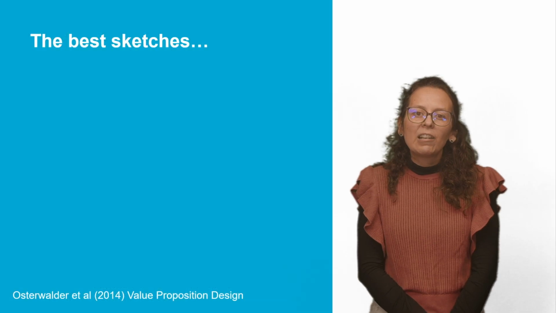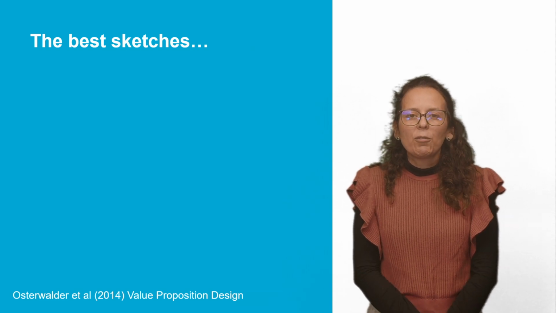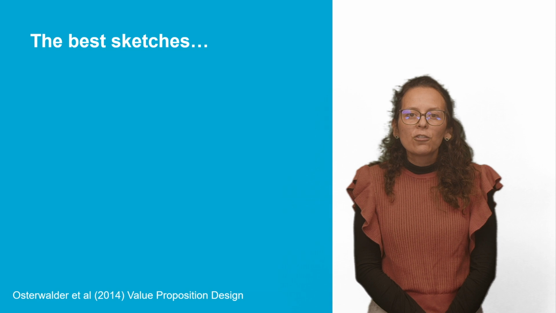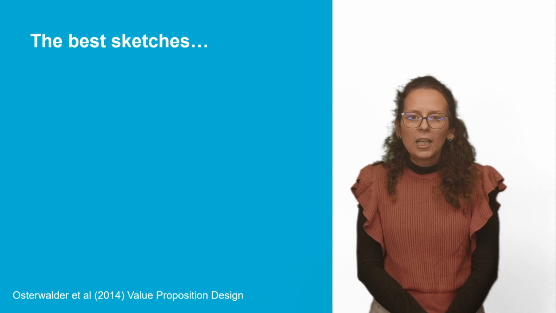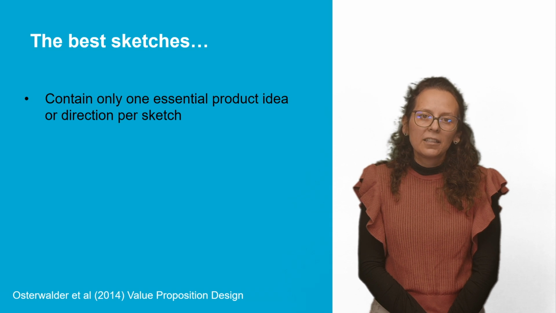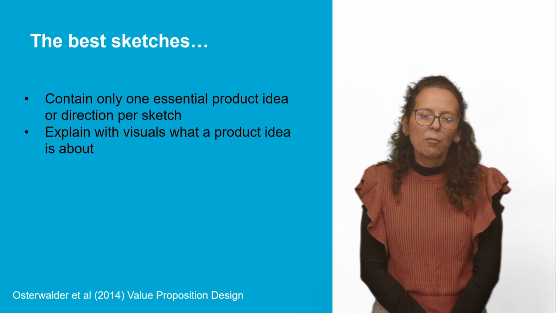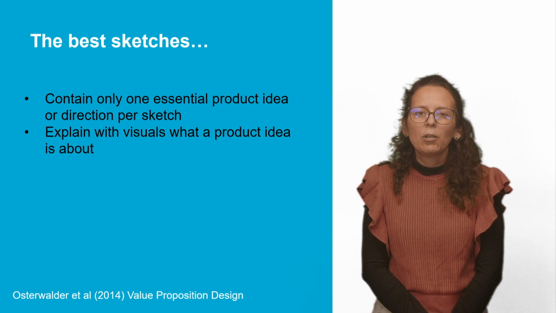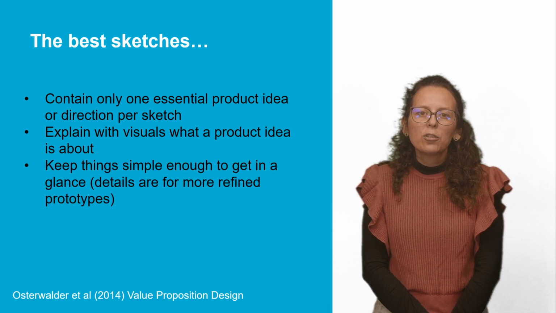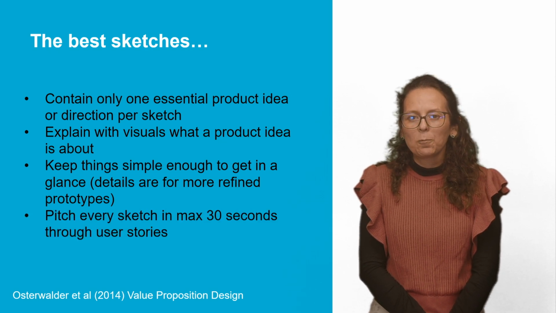The roughness is deliberate so that you can actually discard some of the ideas. The best sketches contain only one essential product idea about how it would work. It can later be accompanied by text, but keep things simple enough to get in a glance, and more refined prototypes will come later. Ensure that you can pitch every sketch in a maximum of 30 seconds, so that if you need more than that, you will probably need a separate sketch.